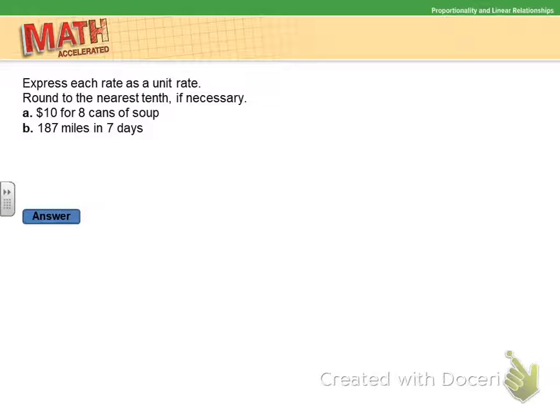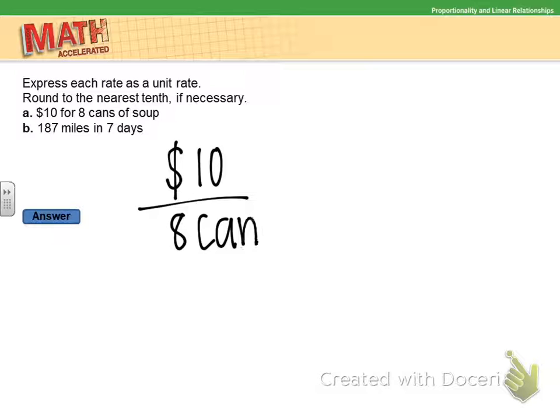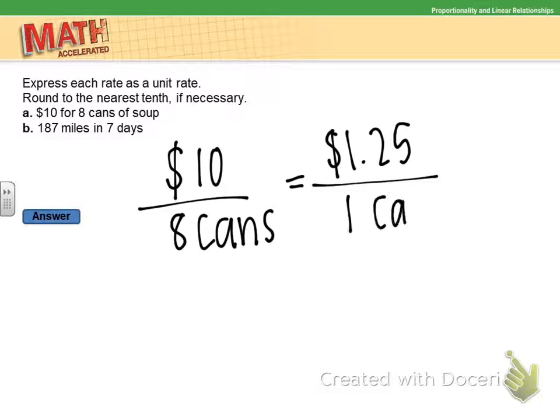Okay, for A, listen up. The rate they gave us was $10 for 8 cans of soup. All right, Christian, what'd you get as the unit rate? $1.25 for what? For 1 can of soup. Good.